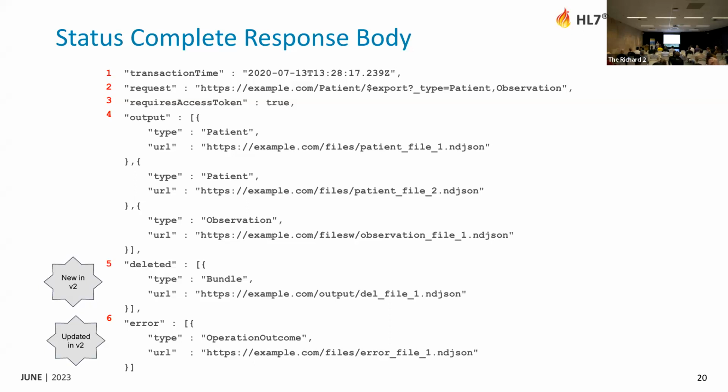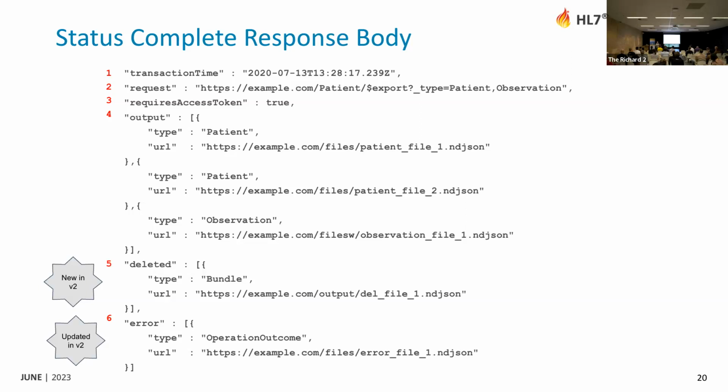But according to the spec, you can't mix resource types in a single file. So each file will be 1 resource type. And that was kind of at the advice of some folks who were doing a lot of ETL work and thought it was much simpler to ETL different types of FHIR resources if they're in different files. It's really up to the server how to break up the files, though.